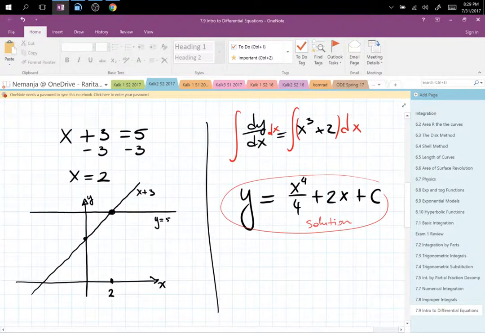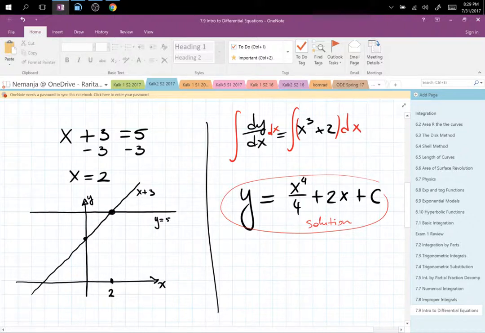On the left-hand side, we are looking at the basic equation from algebra, where we subtract 3 on both sides, which is the opposite operation of adding 3. And we get x equals 2, and I show the graphic approach to solve that by graphing the left and the right-hand side of the equation, looking at their intersection. On the right-hand side, in black, dy over dx is equal to x cubed plus 2.